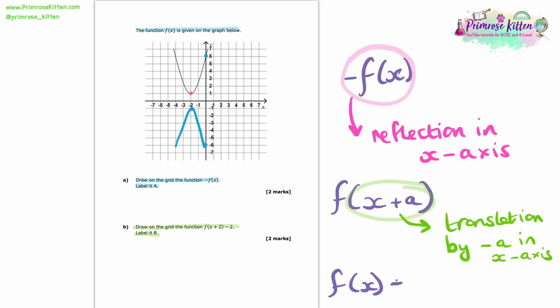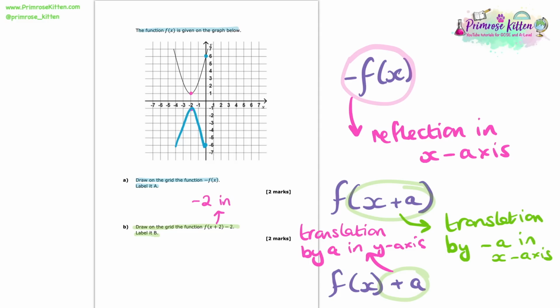Now we have f of x plus a, so outside the brackets there. Again, it's a plus or a minus, so it's a translation or a shift. But this time, it's going to be by plus a in the y-axis. In this case we do go with plus a because it's outside the brackets, so we do what they want us to do, okay? So looking at this particular curve, we've got f of x plus 2 in the brackets, so that means we're going to go by minus 2 in the x-axis, and then that minus 2 on the end means that we're going to do minus 2 in the y-axis.